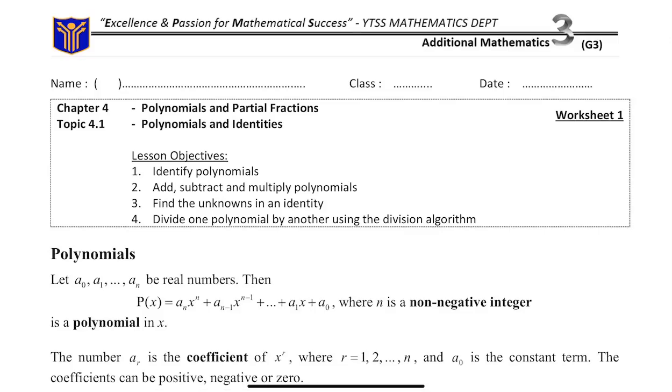Okay, hi everyone. In this video, we will be looking at AMF Chapter 4, Polynomials and Partial Fractions, Worksheet 1. We are going to start this new chapter by understanding in this worksheet what exactly a polynomial is, how we can combine polynomials by adding, subtracting or multiplying, how we find unknowns in identities, and also how we use the division algorithm.